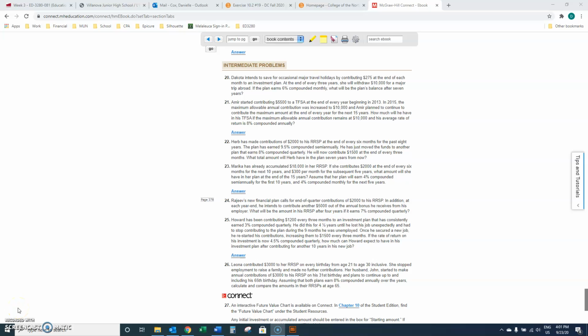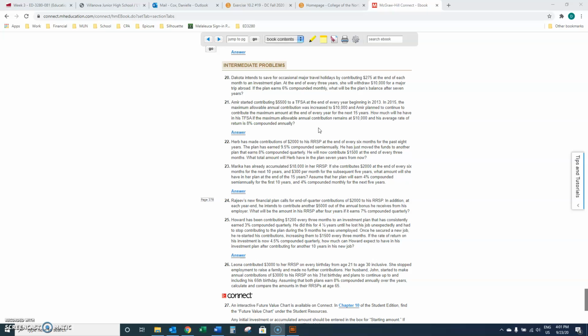Okay, now we're going to take a look at exercise 10.2, number 21. Okay, so Amir starts contributing $5,500 to a tax-free savings account at the end of every year, beginning in 2013.